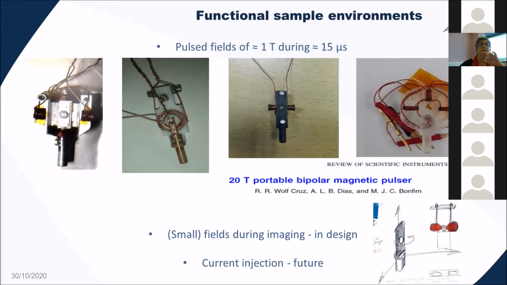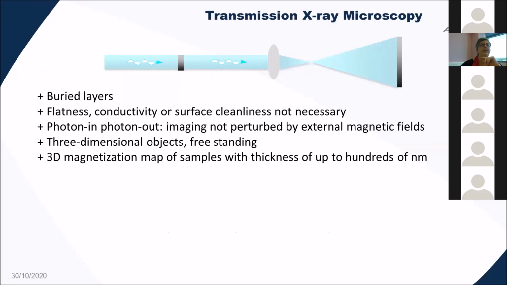For some of these experiments, functional sample environments are also necessary, sometimes just a big pulse to invert magnetization, and sometimes electric fields and so on, that are all sample environments that are still in development at Mistral, because as I said, it was built for biology, no? But it's coming up. In summary, with TXM, one can study layers that are buried quite deep. Imaging is not perturbed by external magnetic fields. One can look at fully freestanding objects, and flatness, conductivity, or surface cleanliness are not so critical.